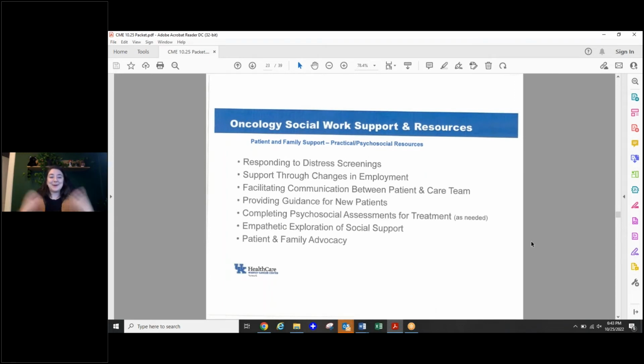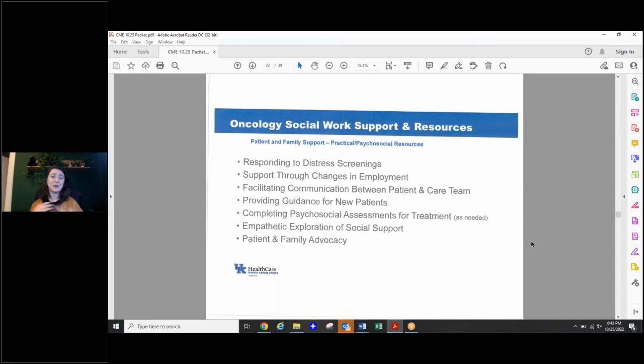So these are some of the middle of the Venn diagram of both practical and psychosocial resources that we often assist with. I'll get into this a little bit in some of my later slides, but we respond to distress screenings, which is one of our primary ways that we receive consults at Markey. We can support patients through changes in employment through organizations like Retain Kentucky. We can facilitate communication between the patient and the care team.